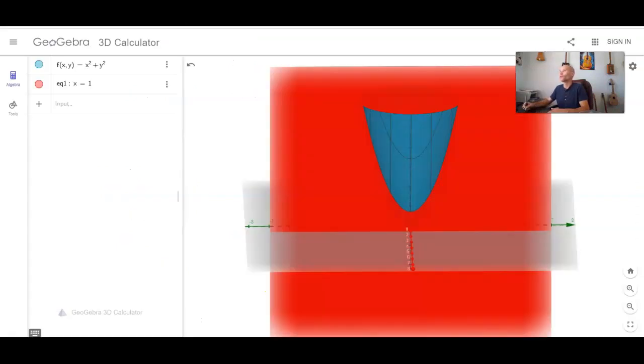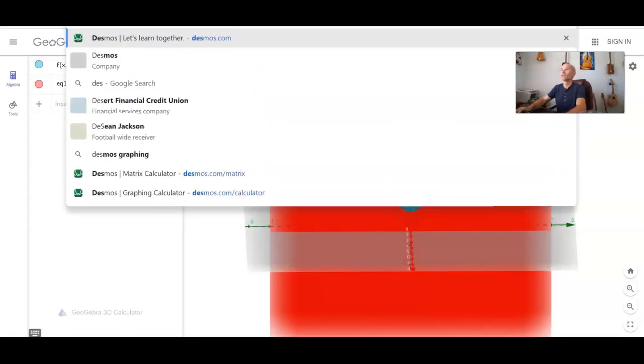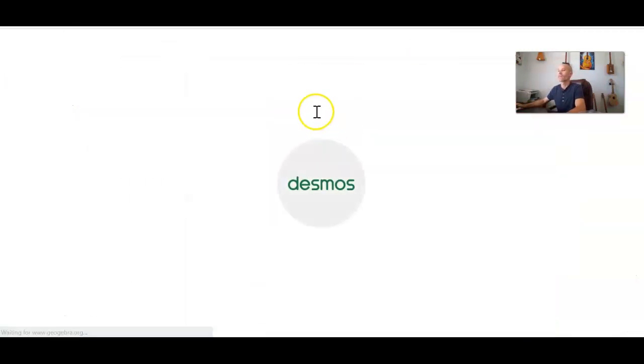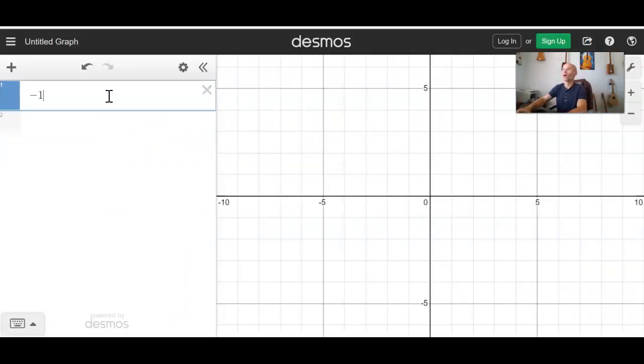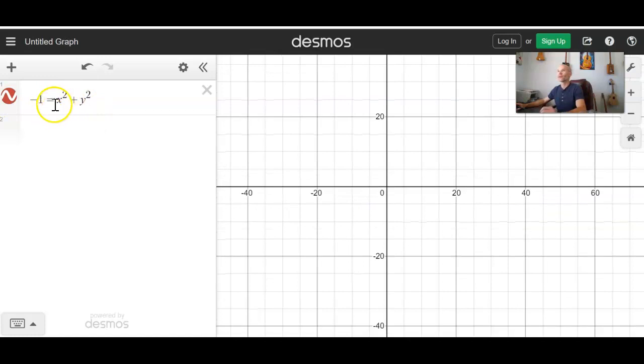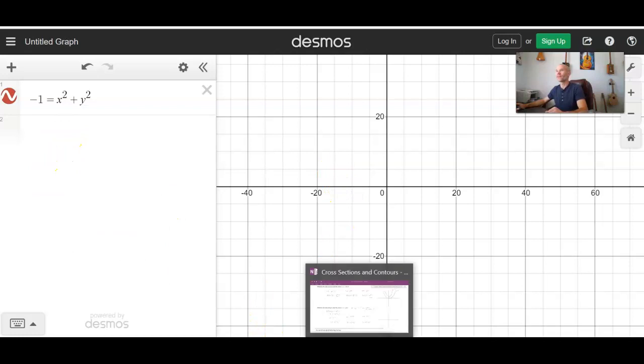let me actually go to Desmos for a moment here. And let's plot the function -1 equals x squared plus y squared. The reason I can do this in Desmos is because this is a two-dimensional graph. Now you see that it doesn't graph anything, and that's because there are no values of x and y that you can square and add together and get -1. When you square something, you're always going to get a positive number. So this actually doesn't produce a graph at all.